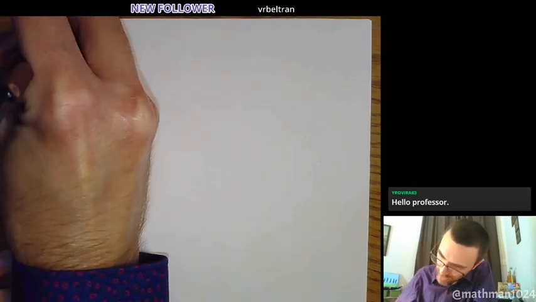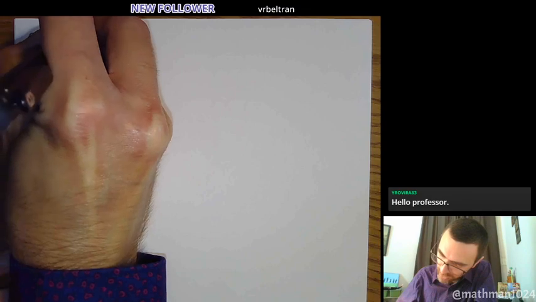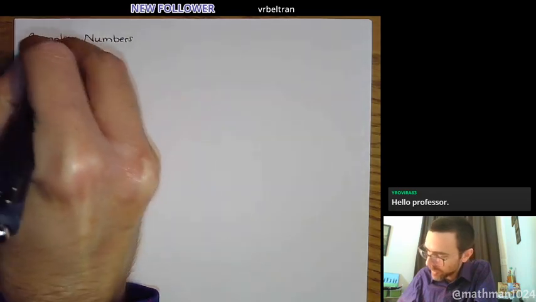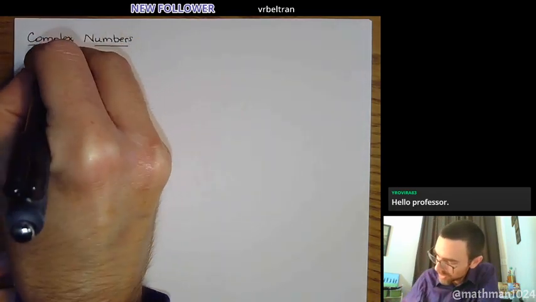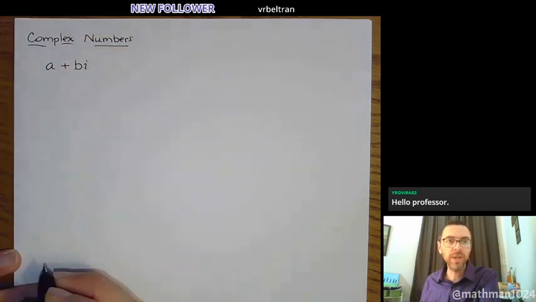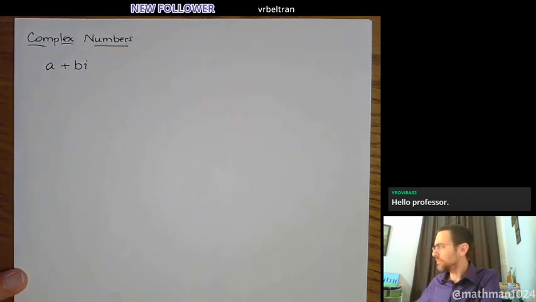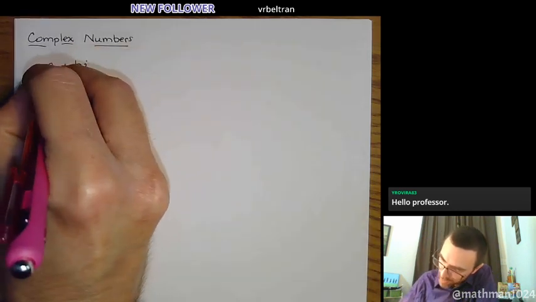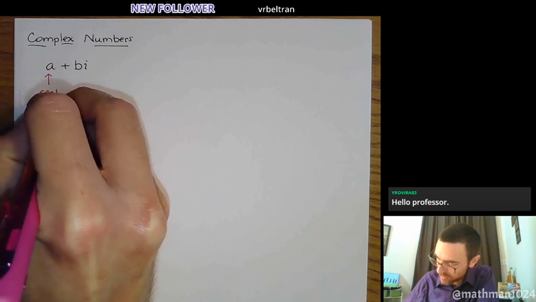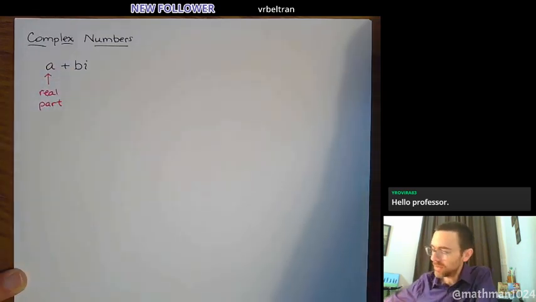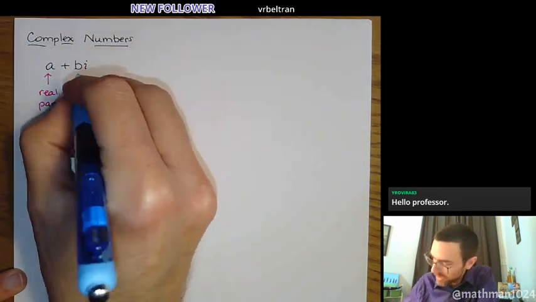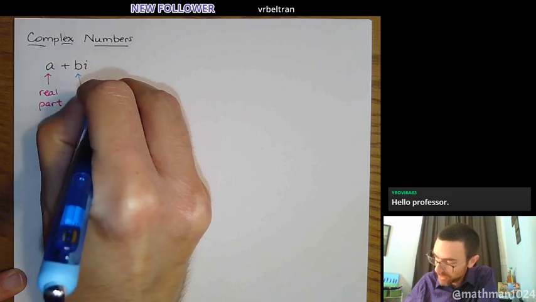But let's talk about complex numbers in general. What do they look like? All right, so most complex numbers are going to take on the form a plus bi. They are made up of two components. They are made up of a, which is the real part, and then you have b, the piece that is connected to the imaginary unit, and this is called, naturally, the imaginary part.